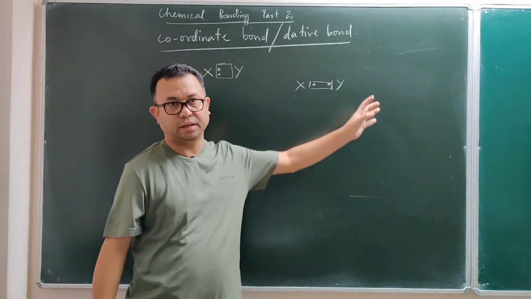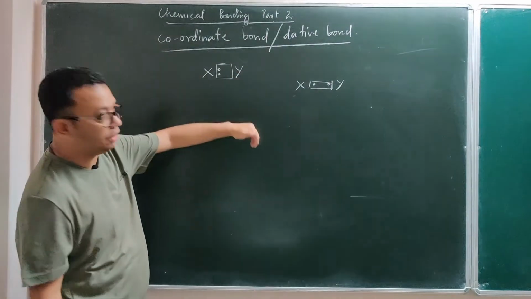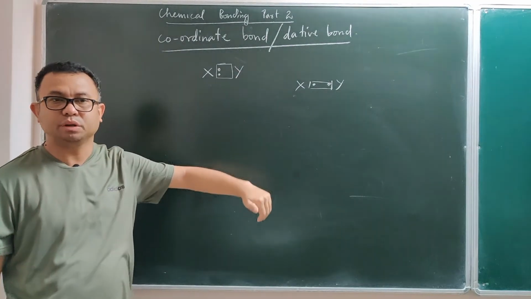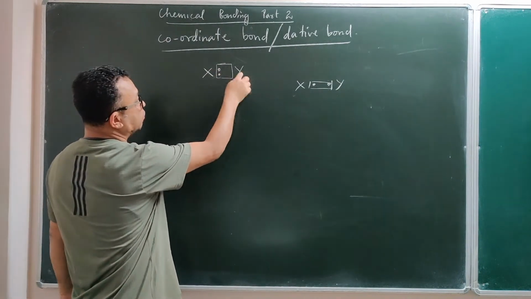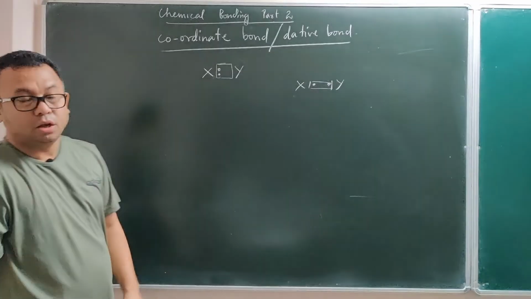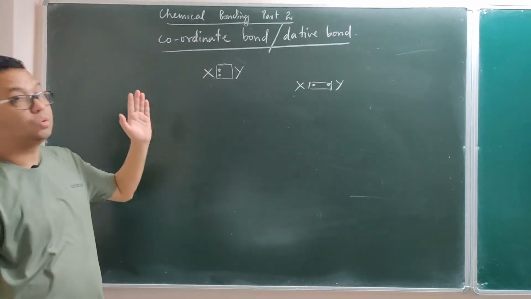So mutual sharing. But here there is no mutual. Only one atom is giving the electrons which are required for the formation of the bond. So both the electrons belong to X. So that means it is contributing for the formation of the bond between the two. Such kind of bonding is what is called a dative bond or coordinate bond.